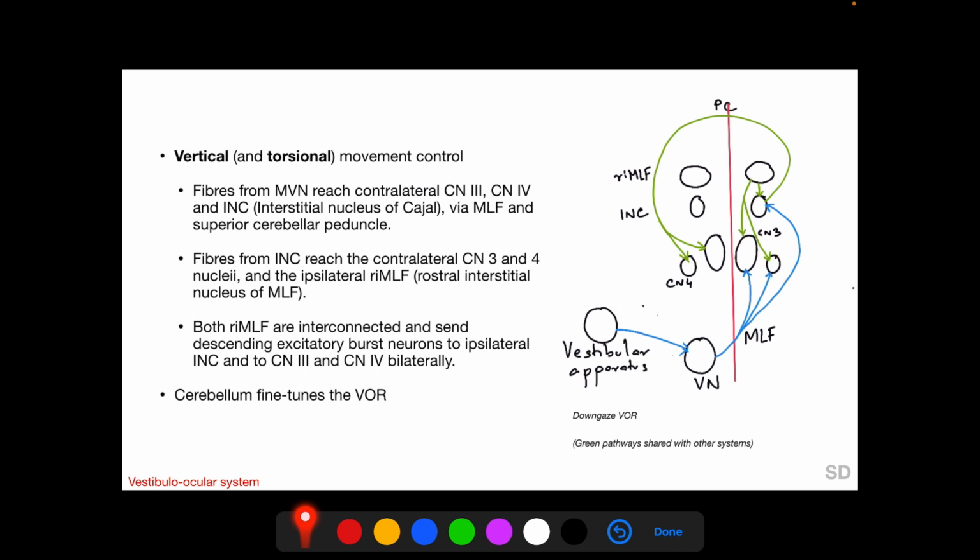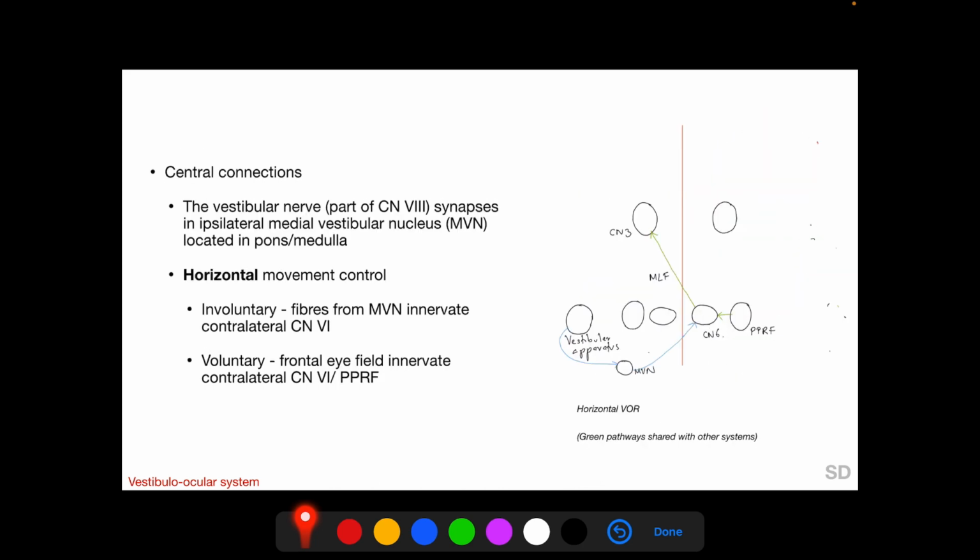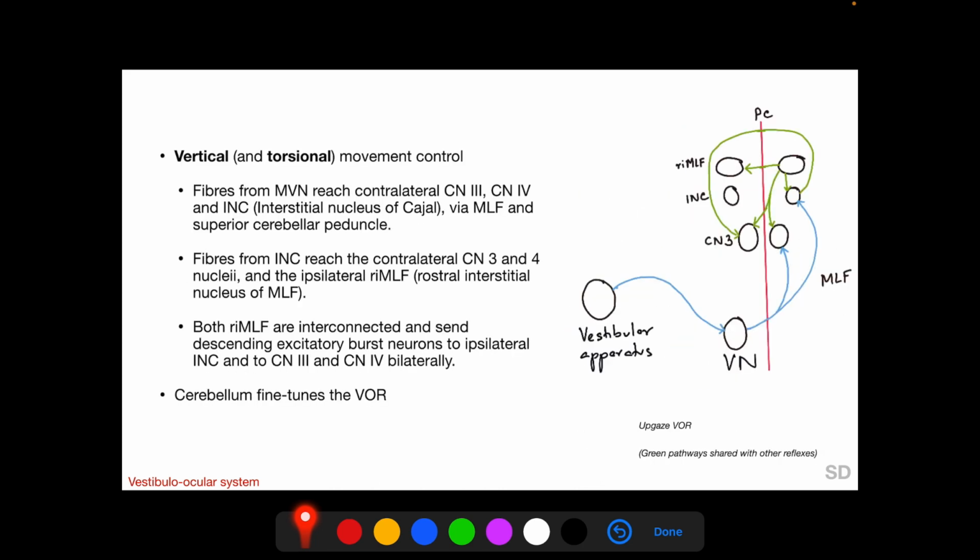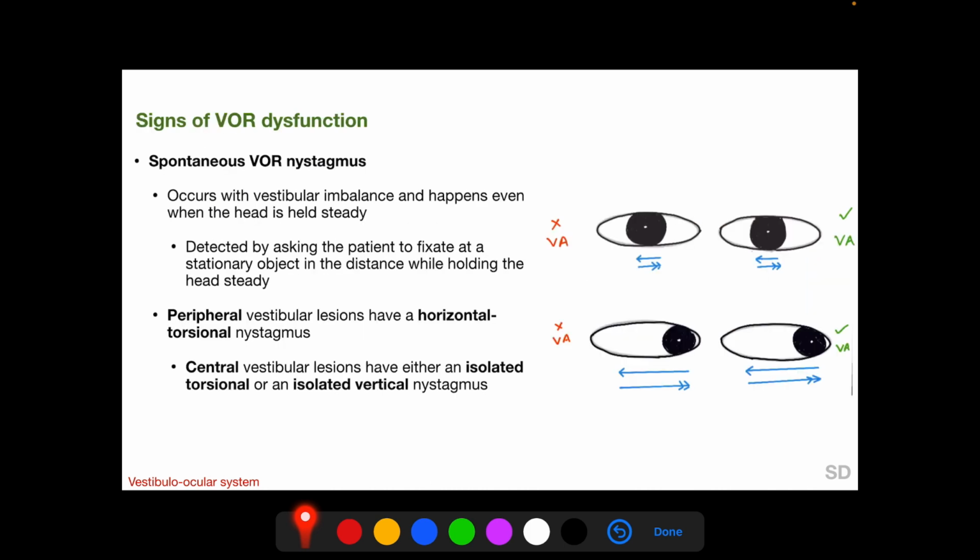As we have mentioned previously, the cerebellum is intimately involved in fine-tuning the vestibulo-ocular reflex. Now, one important thing which needs to be mentioned about the connections shown in these three diagrams for down gaze, up gaze and horizontal gaze is that the green connections shown are shared by the vestibulo-ocular system with other supranuclear systems also.